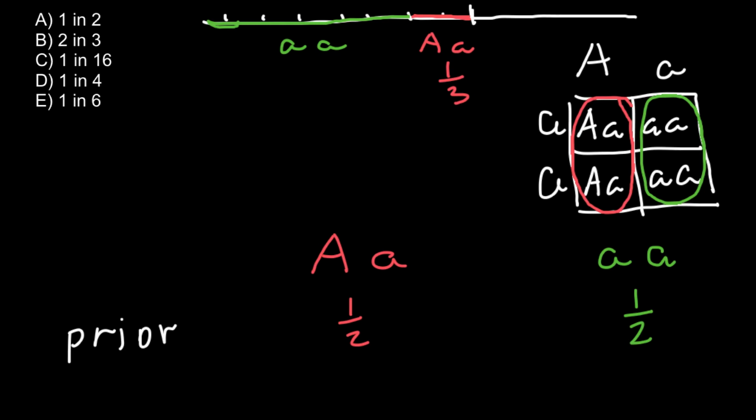But we also have conditional information, or additional information, that at 25 years old, this person now has a 1/3 probability of being a carrier. So this is conditional.